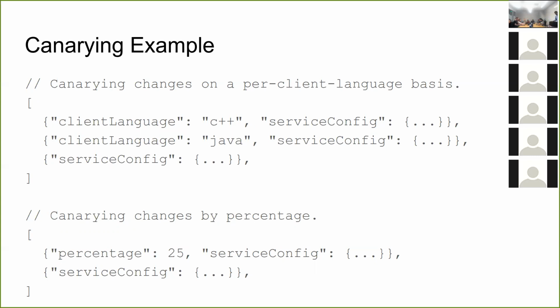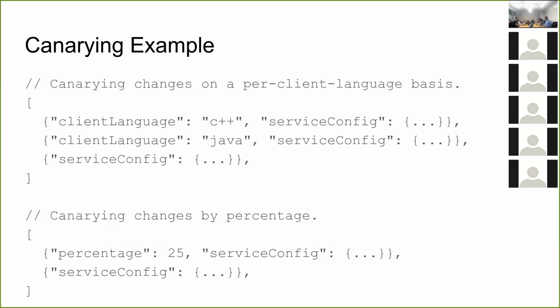The second example is one where you're canarying changes by percentage. This one is just a random sampling technique. Each client will generate a random number between 0 and 100, and if that number is less than, in this example, 25, they'll use the first entry, otherwise they'll use the last one. This is useful for taking a random sampling of a certain percentage of your clients.